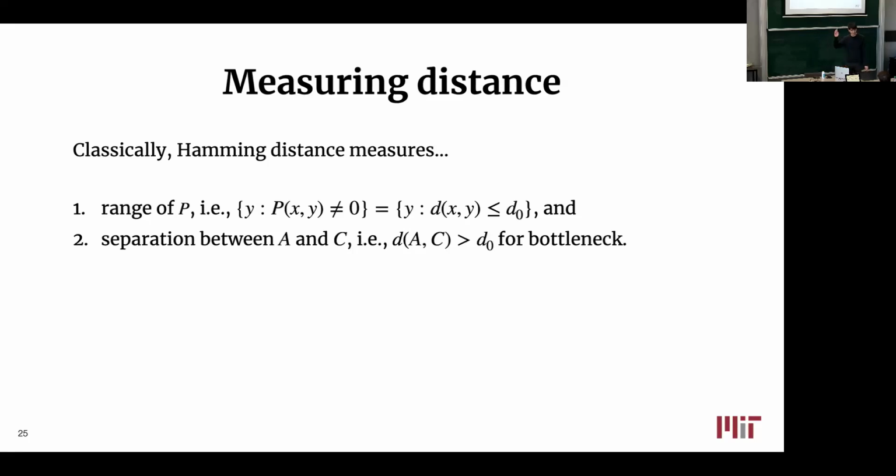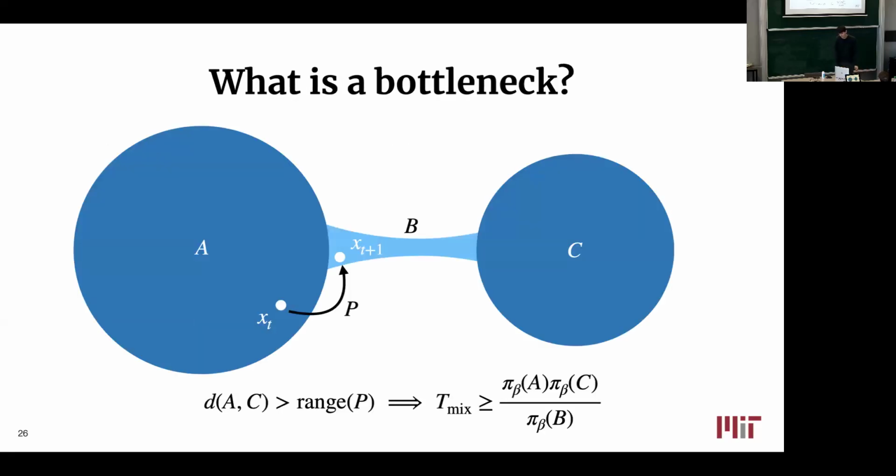So in the quantum version, we're going to need to generalize this. Here's the implication of the theorem. If my distance between regions A and C is larger than the range, as I hand-wavily defined it on the previous slide, of my transition matrix, then the mixing time is going to be at least the ratio of the support of A times the support of C over the support of B. So if B is exponentially small, you have an exponentially large mixing time.